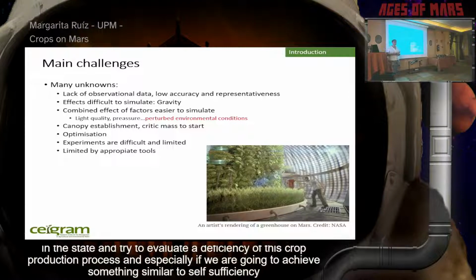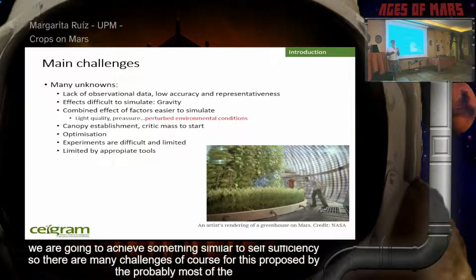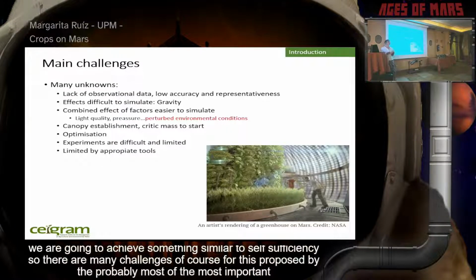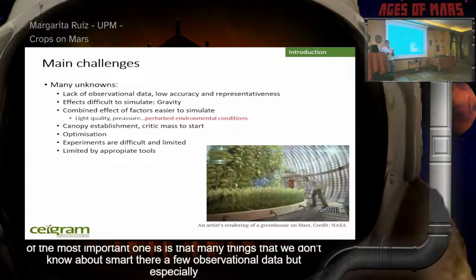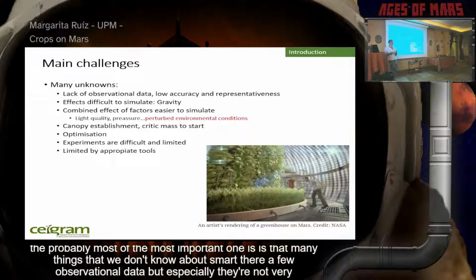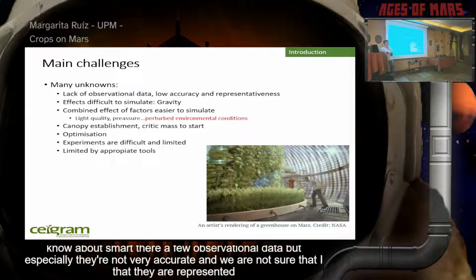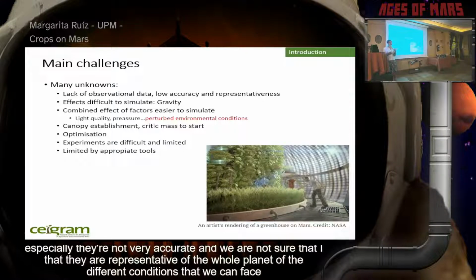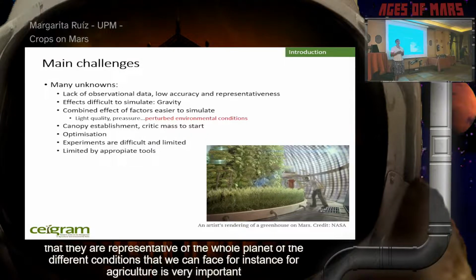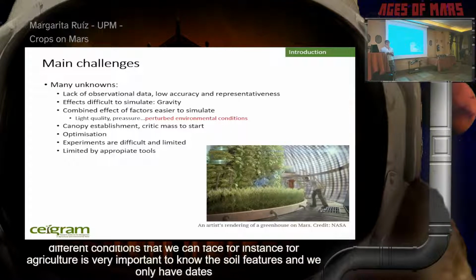So there are many challenges, of course, for this purpose, but probably the most important one is the many things that we don't know about Mars. There are few observational data, but especially they are not very accurate, and we are not sure that they are representative of the whole planet, of the different conditions that we can face. For instance, for agriculture, it's very important to know the soil features, and we only have data of the first few centimeters.